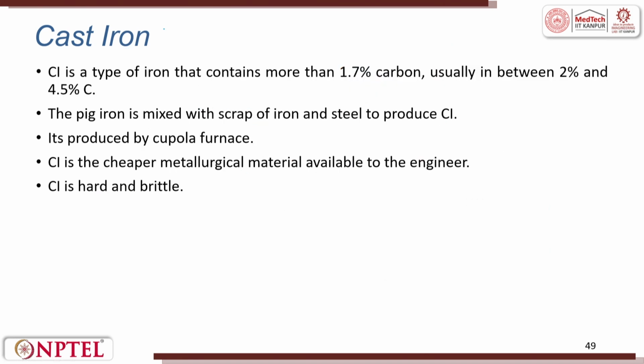Cast iron, also called by the acronym CI, is a type of iron that contains more than 1.7% carbon, usually between 2% and 4.5%. Pig iron is mixed with scrap iron and steel to produce cast iron. Generally, cast iron is produced in a cupola furnace. Cast iron is the cheapest metallurgical material available to engineers.